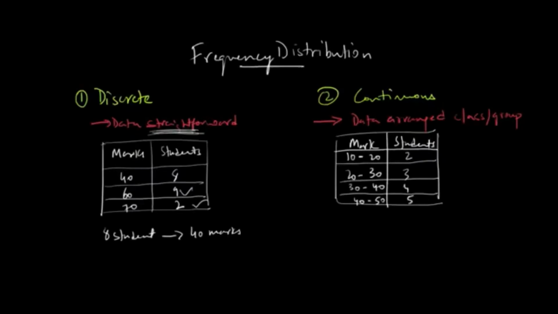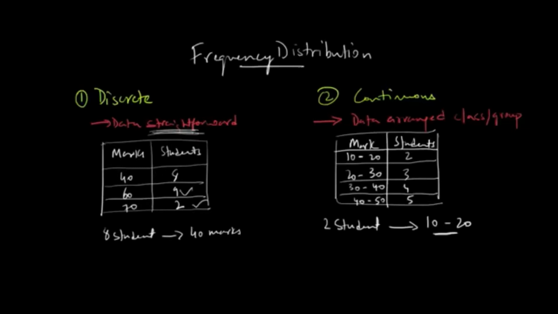Now here the interpretation will be totally different. It will be 2 students have got marks between 10 to 20. It can be anything between 10 to 20. It can also be the number 10 as well as 20 inclusive. Otherwise there's a whole set of numbers that can actually be the marks of those 2 students.